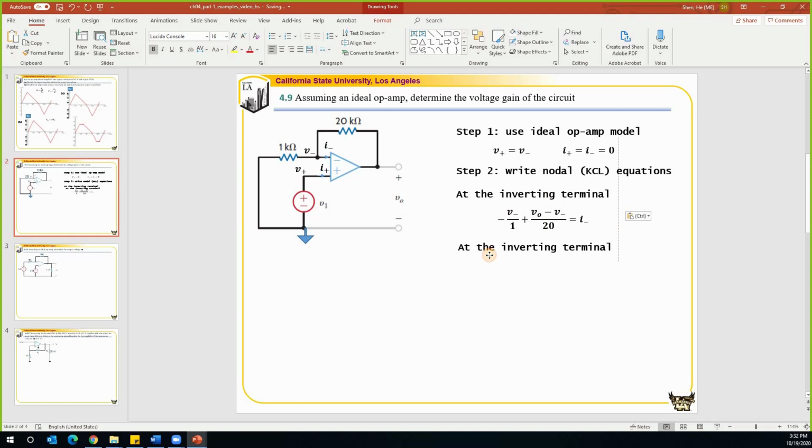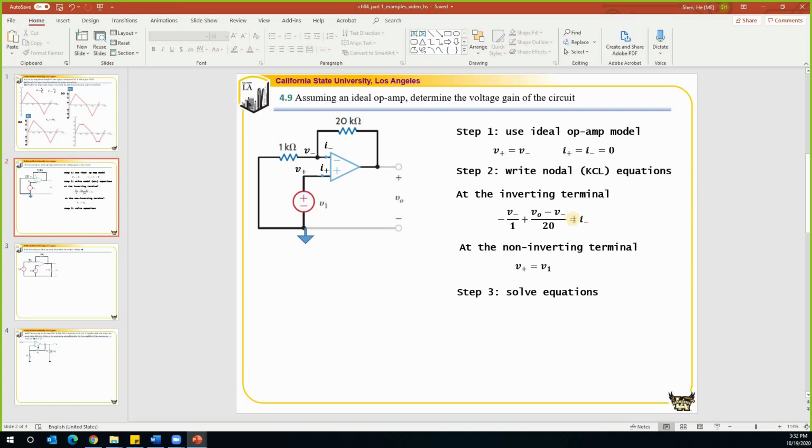At the non-inverting terminal, what do we have? The non-inverting terminal is over here, and we know this nodal voltage already. We know that V plus is equal to V1. That's how we get all the equations. The rest is to solve the equations. Step 3, we're going to solve the equations.